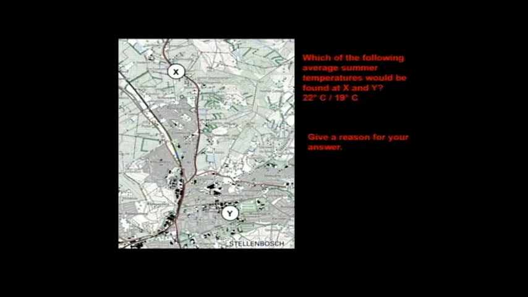Why are urban areas warmer than rural areas? That is the crux of this question. So, let's have a look at what should be our answer. Y should be 22 degrees and X should be 19 degrees.